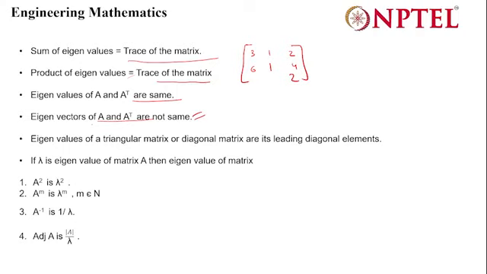Eigenvectors. Yeah, you were right. Because when we are taking the transpose, what are we doing? We are changing the direction of your matrix. And if you are changing the direction, your vector will be changed. Your value will be the same, but your vector will be changed. That is why it is not the same. So eigenvalues of a triangular matrix or diagonal matrix are its leading elements.